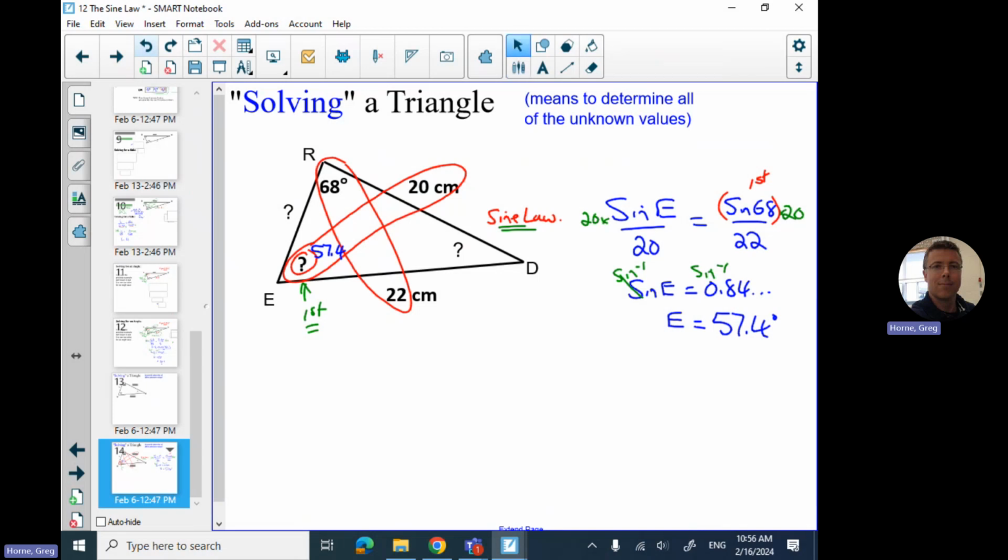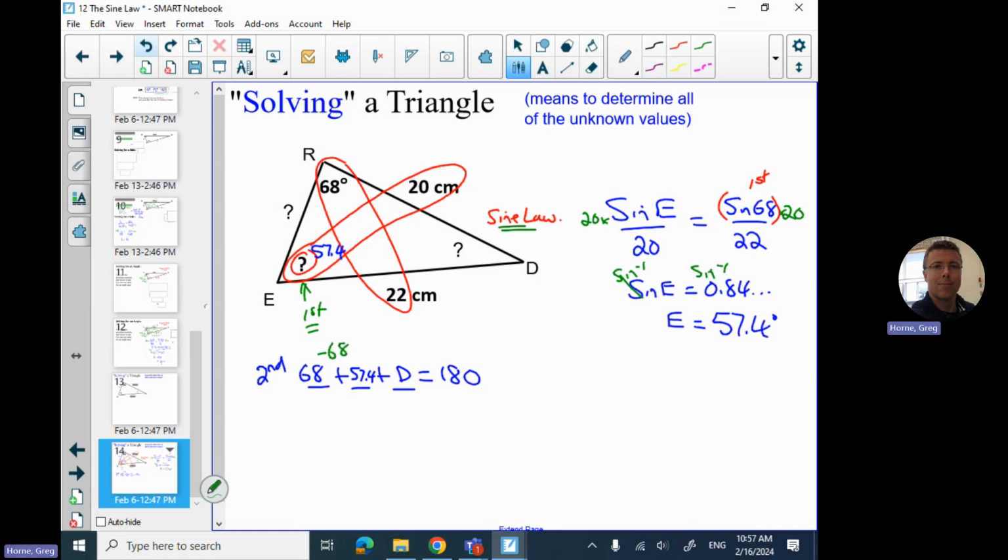So to do the rest of this question, again, press pause, think about it, be an active learner, then press play and we'll do the rest here. I think the next step you have to do is look at the fact that the angles in a triangle, of course, add up to 180, right? So we have the 68 plus the newly found 57.4 and angle D, the other angle. So we can figure that angle out.